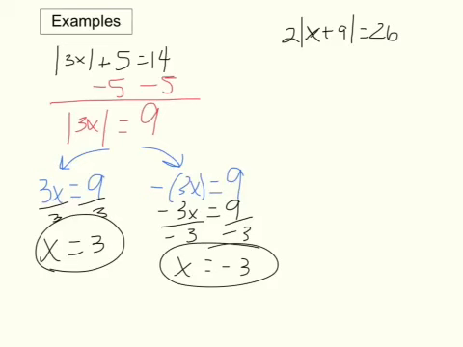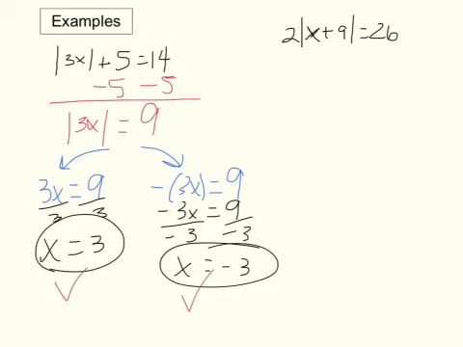And then remember, I'm going to plug this back in. So if I use 3 times 3 is 9, the absolute value of 9 is just 9, and 9 plus 5 is 14. So I've checked that solution and it works. Same thing here. -3 times 3 is -9, and the absolute value of -9 is +9, plus 5 equals 14. So that one works also. So these are both solutions.